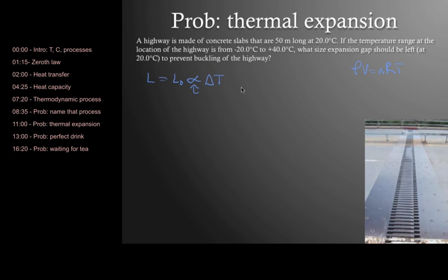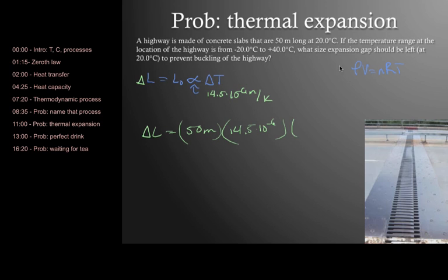So this alpha for concrete is going to be 14.5 times 10 to the minus 6 meters per Kelvin. So then what we want to know is how big these expansion gaps are going to be. So what we want to find is delta L. This delta L is going to be L0, where we're at 50 meter slabs. Now we plug in our thermal coefficient, which is 10 to the minus 6.